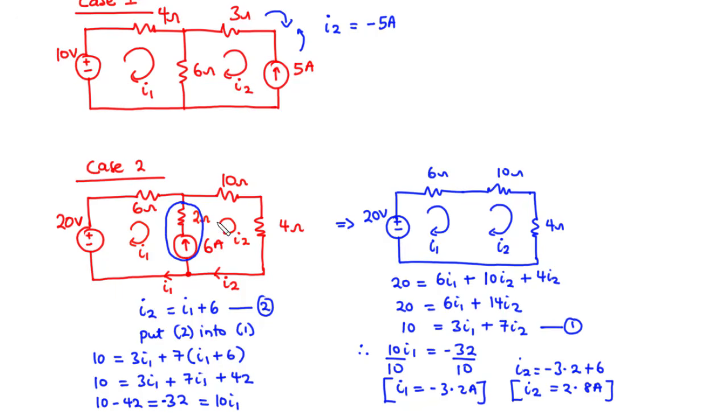And secondly, if you have a current source existing between two meshes, we create a supermesh excluding the current source and any element connected in series with it, and then we apply KVL to the supermesh, and then we apply KCL at a node in a branch where the two meshes intersect. So having understood this, let's consider a typical example.